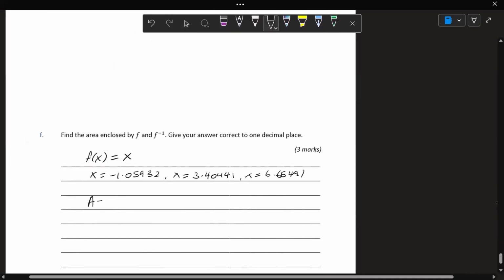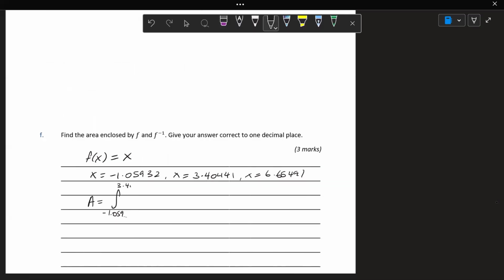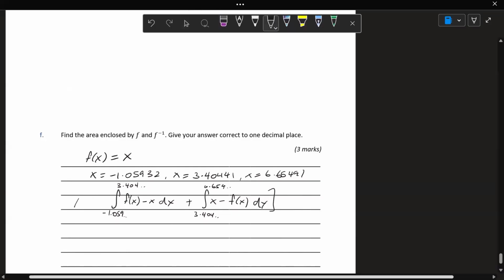So the area here is the integral from -1.059 to 3.404 of f of x minus x dx, plus the integral from 3.404 to 6.654 of x minus f of x dx, and the whole thing should be multiplied by 2. And we get the area of 9.7 to 1 decimal place, units squared.